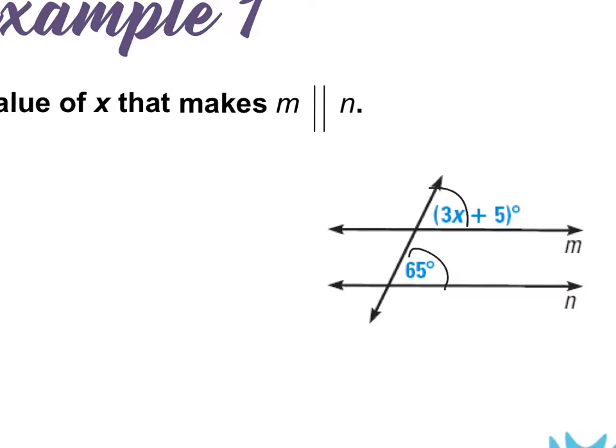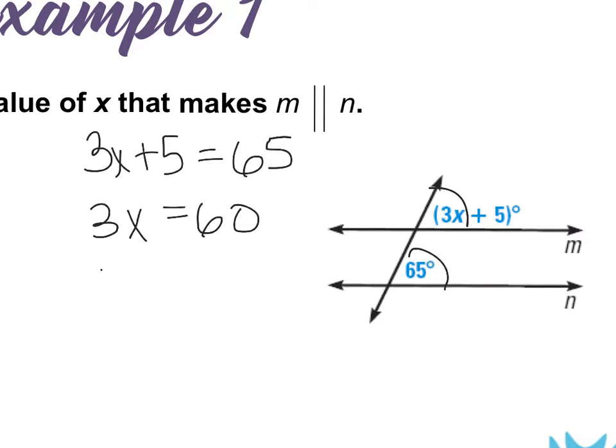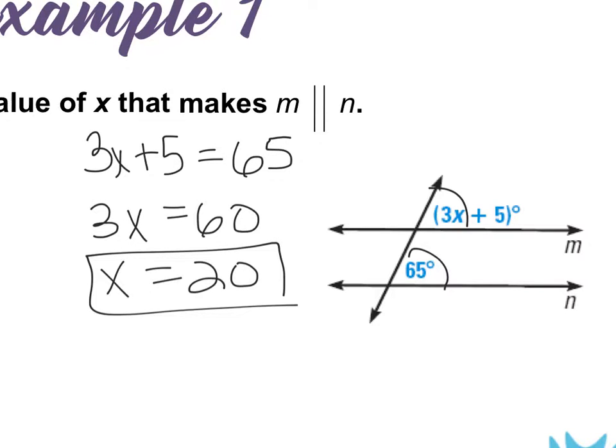So I would say that 3x plus 5 has to equal 65 in order for those angles to be congruent. In order for those lines to be parallel. So I'd get 3x equals 60 and x equals 20. So if x was 20, then those 2 angles would be congruent, and if those 2 angles are congruent, then the lines would be parallel.